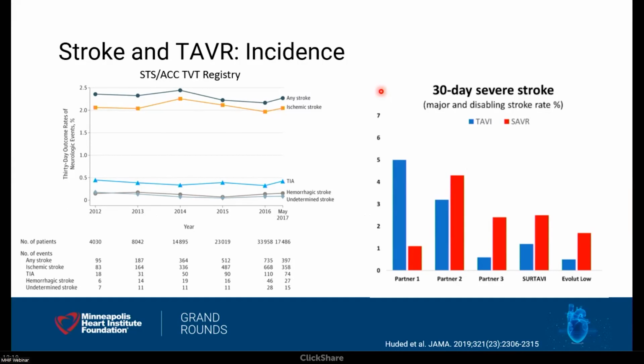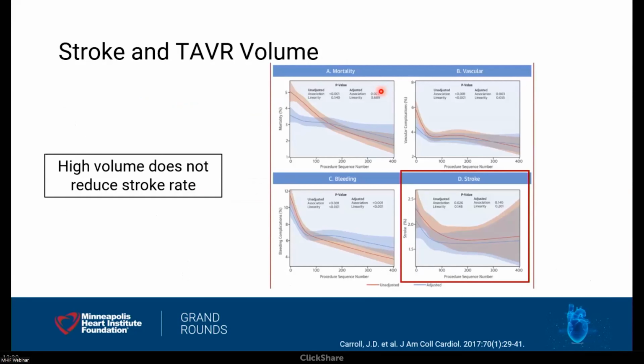When you look into the community, though, and we look at the STS/ACC TVT registry, what you see is the rates have been pretty stable. They've been around 2.3%, which is consistent with what we see. And most importantly, there is no learning curve on strokes and TAVRs. There is no association between high-risk centers and lower risk for strokes. So for the first 100 cases, you might see a little higher rates, but once you cross that burden, the rates maintained stable.